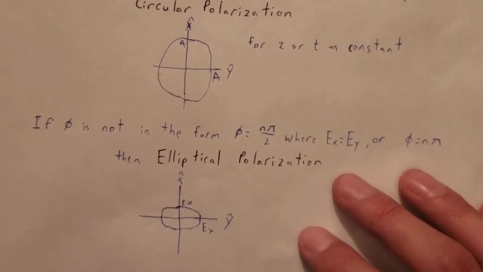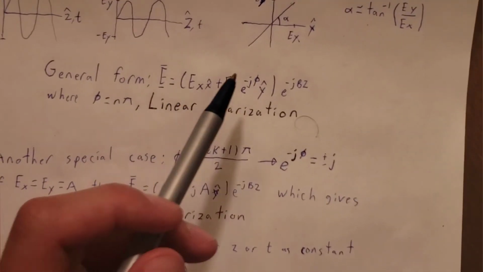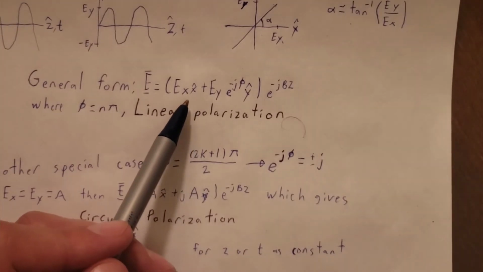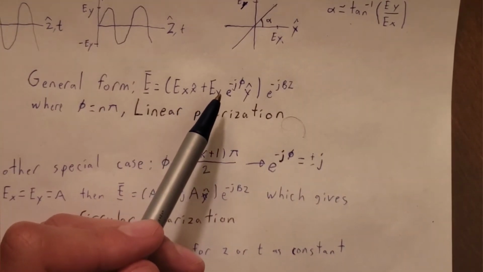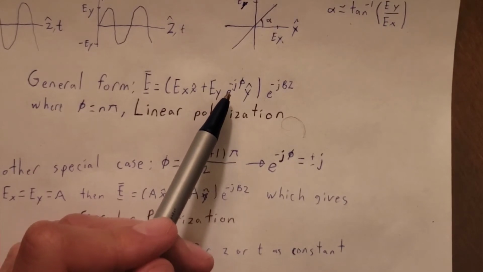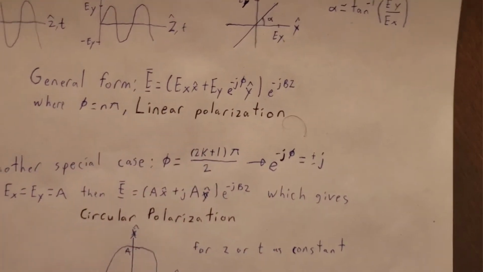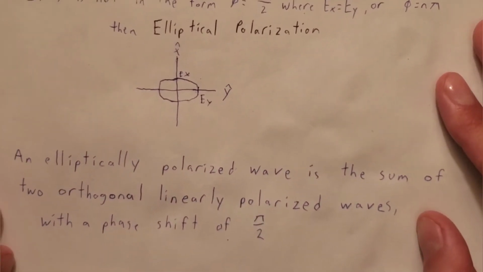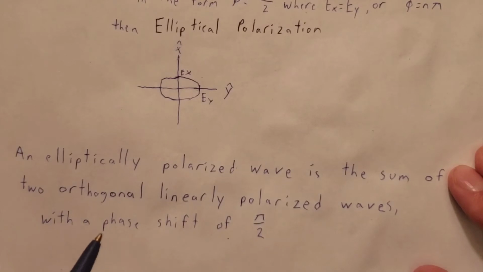Now, you might notice that this general form is actually composed of an x hat and a y hat linearly polarized wave with a phase shift e to the negative j phi, which means that any elliptical wave is the sum of two orthogonal linearly polarized waves with a phase shift, in most circular polarization cases, of pi over 2.